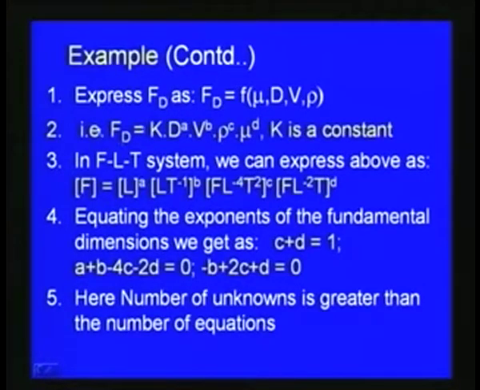Generally in this Rayleigh's method, we represent Fd as equal to a constant k multiplied by d to the power a, v to the power b, rho to the power c, mu to the power d, where k is a constant and a, b, c, d are the unknown exponents. So, the Fd is represented as k into d to the power a, v to the power b, rho to the power c, mu to the power d, where mu, d, v, rho are the parameters for this particular problem.